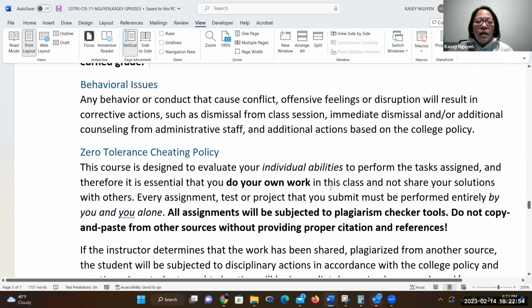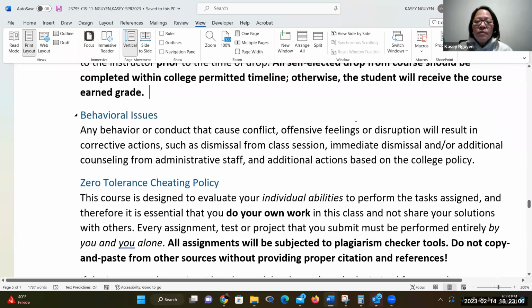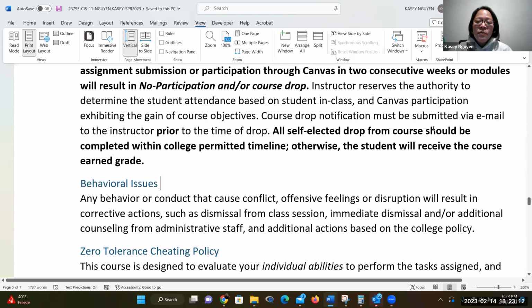For behavior issues, any kind of conflict, offensive feeling, or disruption, I use the college policy. That can also be reported to the deans and administration. But please make sure that you address any kind of issues with me, or if I identify the problem, I will address it with you.